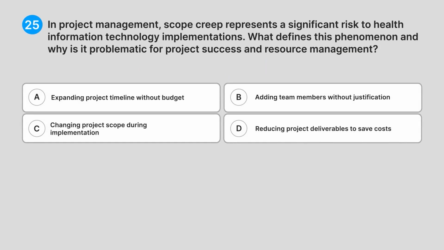25. In project management, scope creep represents a significant risk to health information technology implementations. What defines this phenomenon, and why is it problematic for project success and resource management? A. Expanding project timeline without budget. B. Adding team members without justification. C. Changing project scope during implementation. D. Reducing project deliverables to save costs.